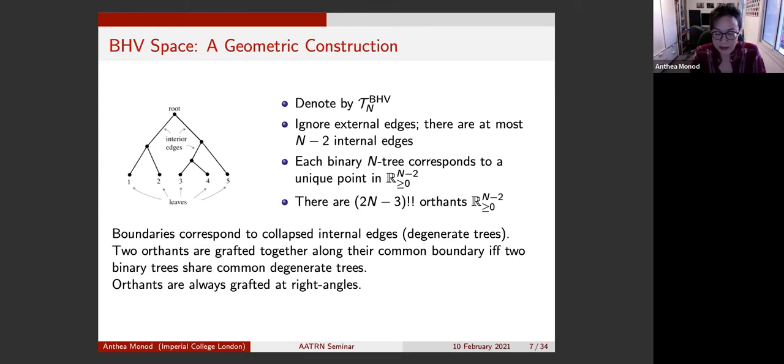So basically you're looking at a union of these Euclidean orthants. How do you actually join these orthants together? Well, you look at the boundaries of these orthants, which correspond to collapsed internal edges, also known as degenerate trees, where the internal edge length is zero. Then you graft orthants together along their common boundary if and only if two binary trees share common degenerate trees. And orthants are always grafted at right angles.